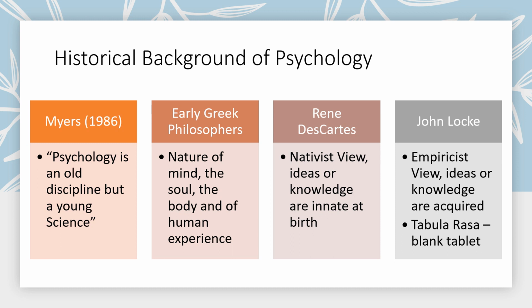Now, the early Greek philosophers believed that the nature of the mind, the soul, and the body, and of human experience, is what we call psychology nowadays. So the nature of the mind, the soul, the body, and the human experience were before just a belief of the early Greek philosophers. Like what I mentioned a while ago, that's why it was called a philosophy before. But now it has scientific study so it has become a science. So that's what the early Greek philosophers believed.